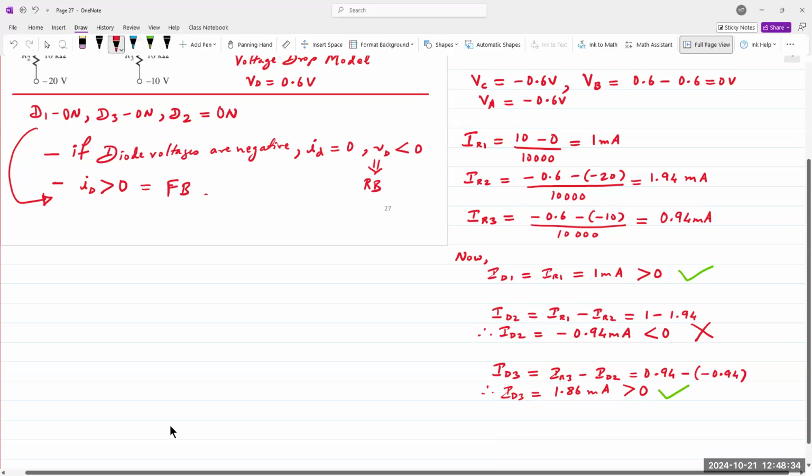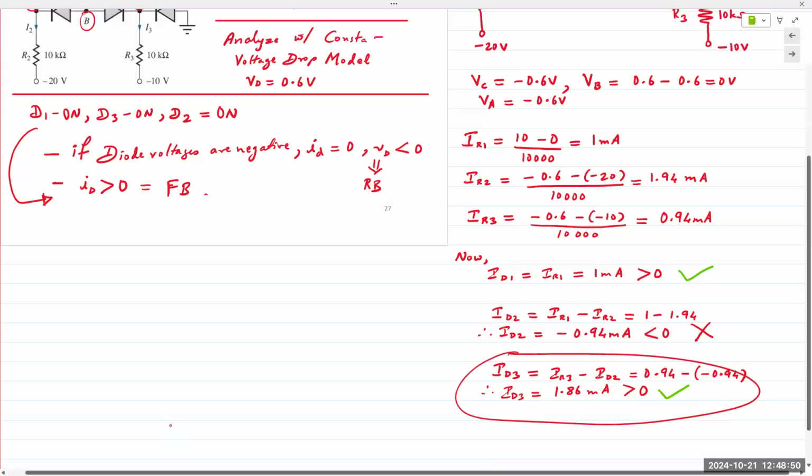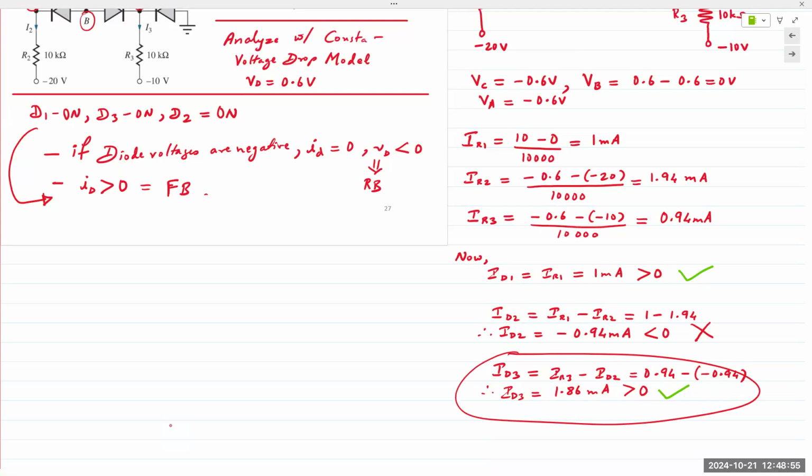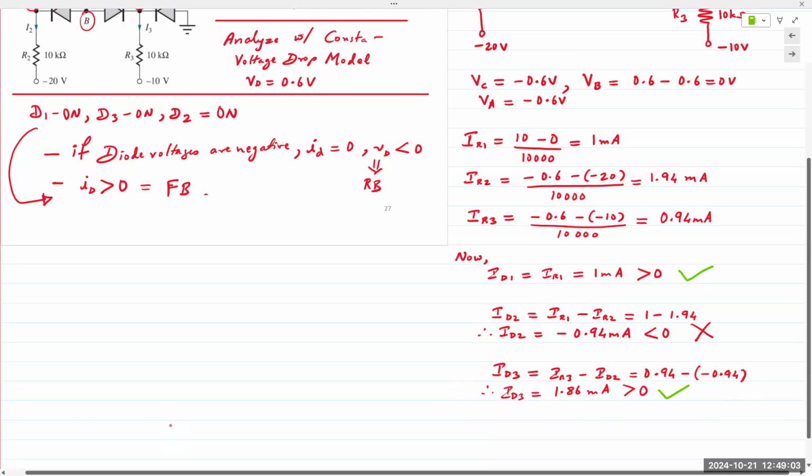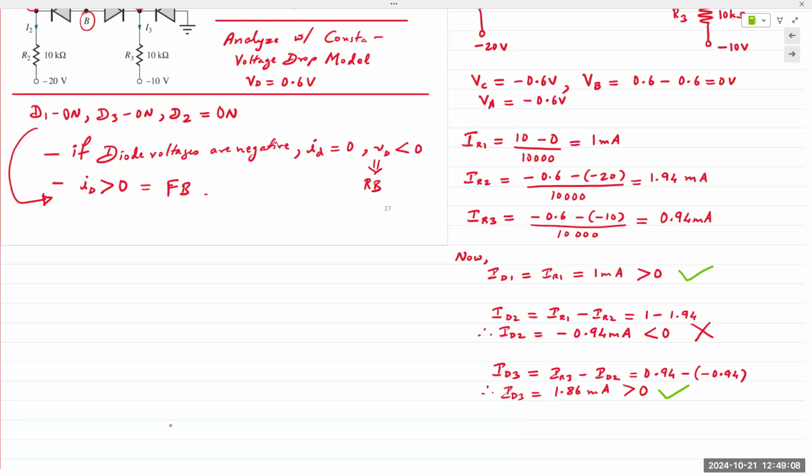Now, we must use the same values. ID2 is coming out to be negative, meaning the diode D2 is off, meaning from the model itself, that should actually be equal to 0. But we still use that value to calculate ID3. We do not deviate from that until the analysis is complete. We cannot change our assumptions in the middle of our analysis. Once you pick an assumption, you have to stick with it till the end. So in this case, it turns out that our diode D3 is indeed on. But now we have to go back and we have to choose a different state.